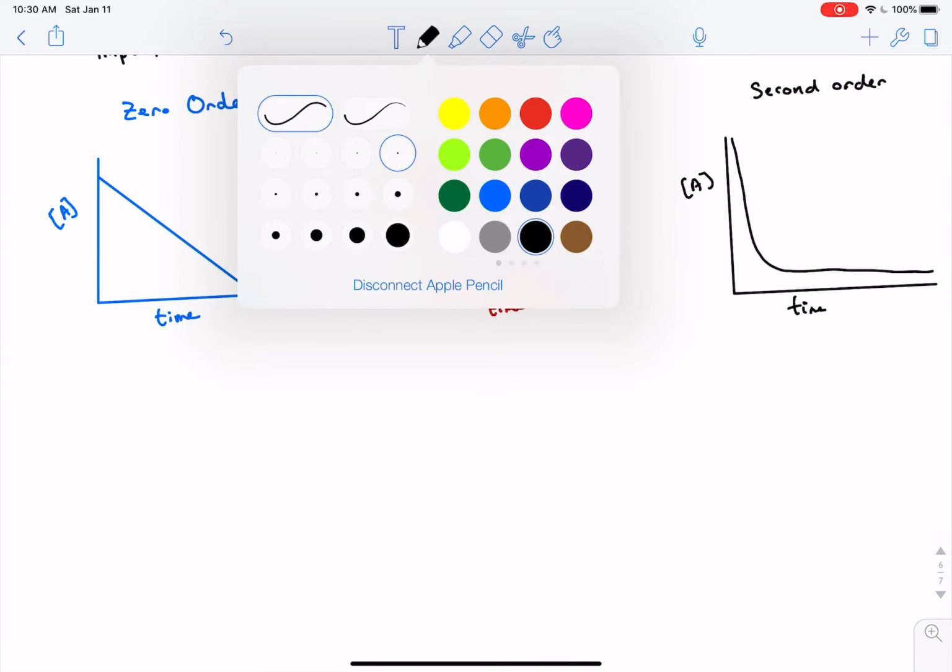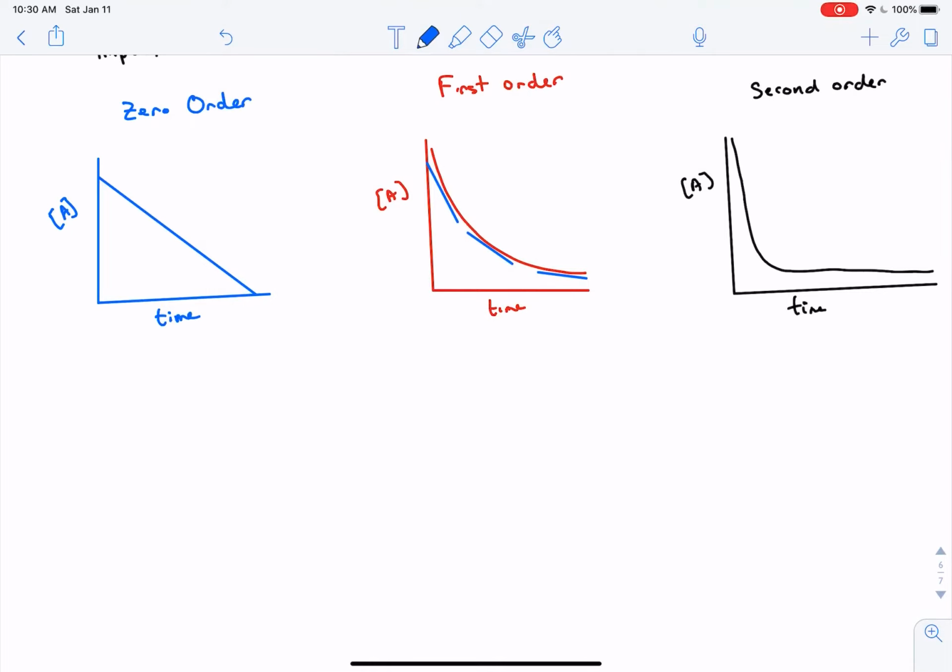Now, you not only have to know the graph of concentration versus time, but you also have to interpret that into the graph of rate versus concentration, because that's what you actually care about. You actually care about how does my rate change with concentration.